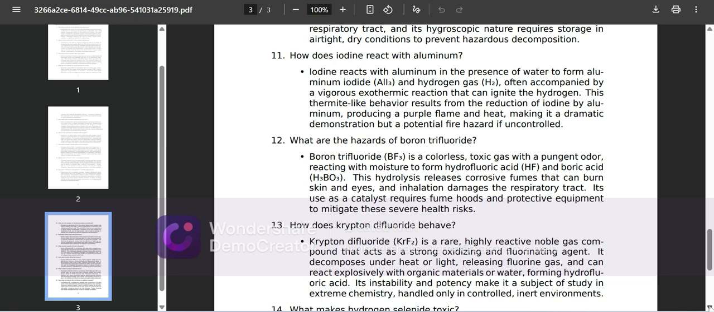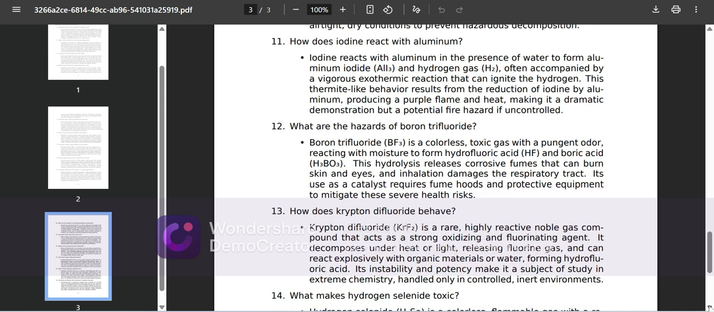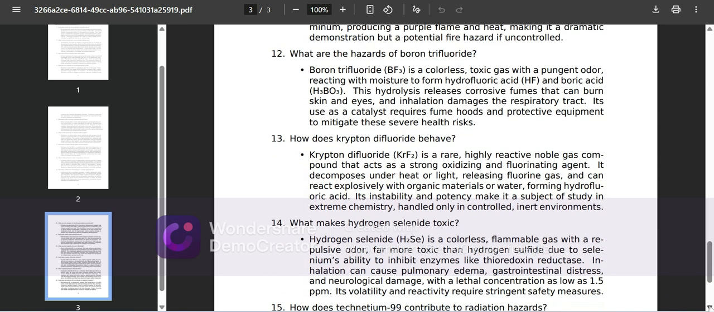What are the hazards of boron trifluoride? Boron trifluoride, BF3, is a colorless toxic gas with a pungent odor, reacting with moisture to form hydrofluoric acid, HF, and boric acid, H3BO3.